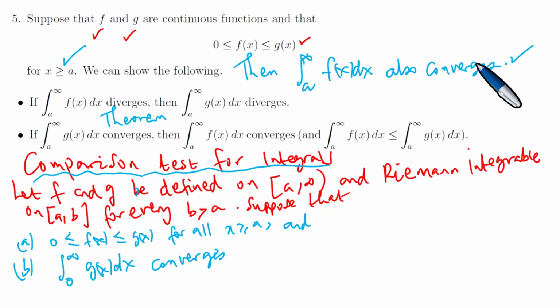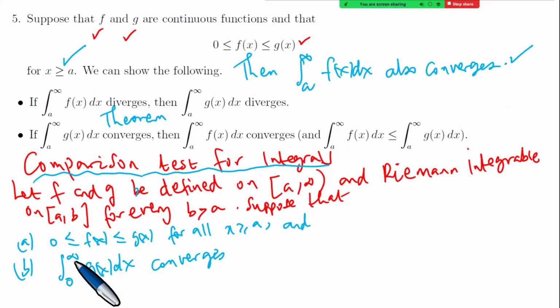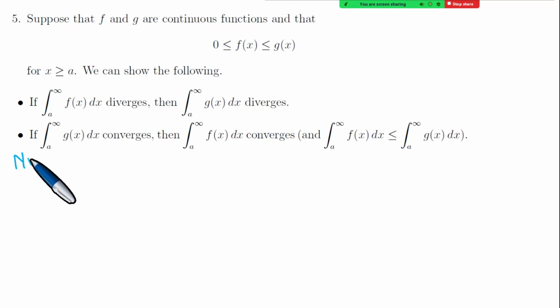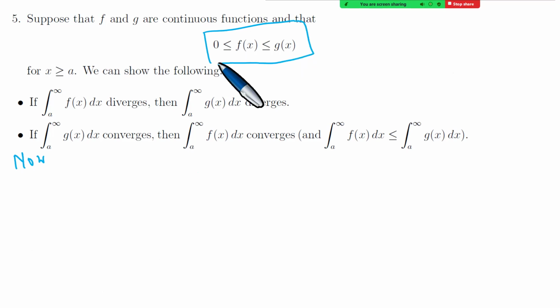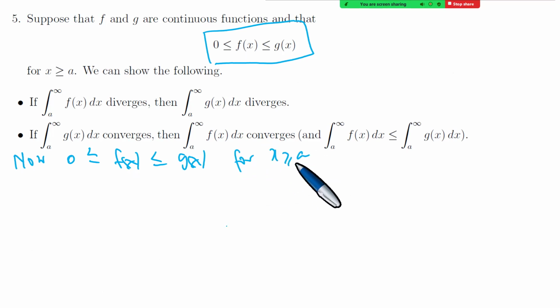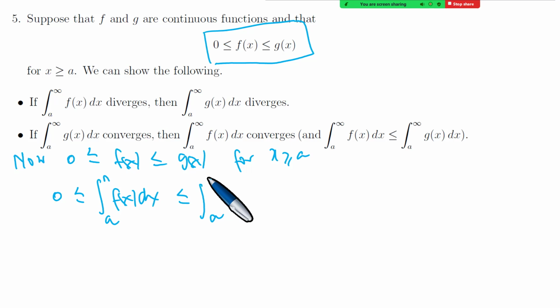So now this is how we do it. Because we know that 0 is less or equal to f of x, less or equal to g of x, for x bigger or equal to a, we can take the integral of f of x dx from a to n, which is less or equal to the integral from a to n of g of x dx. This is true since 0 is less or equal to f less or equal to g.